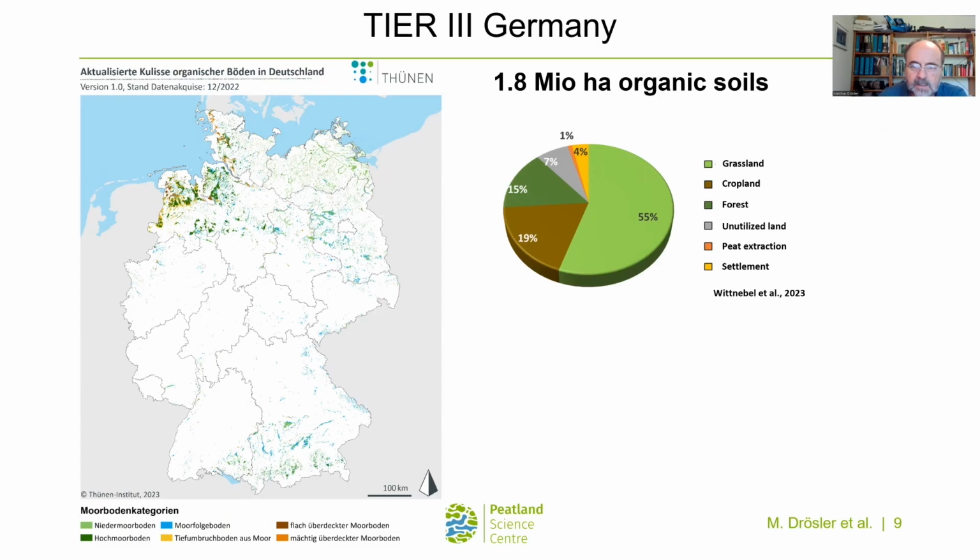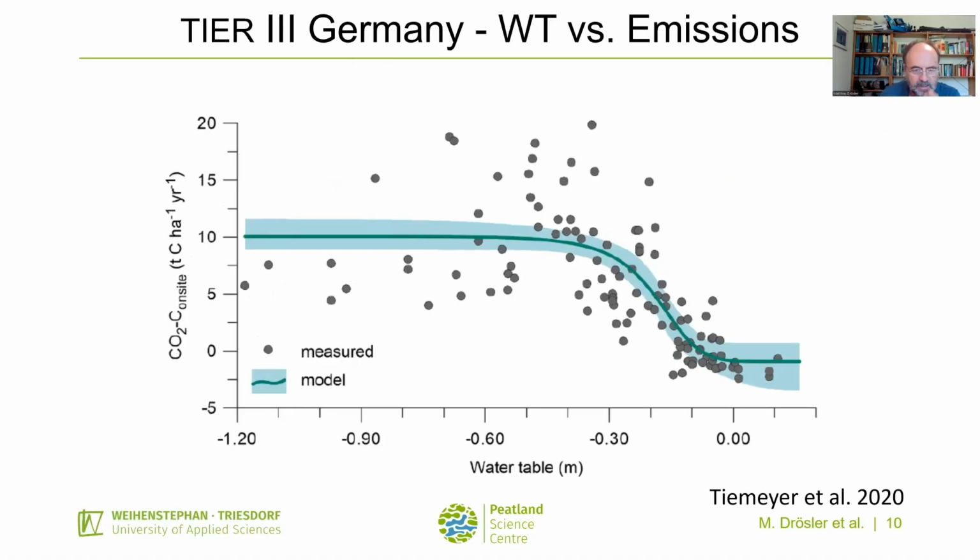That's the major land use on those organic soils, and the stratification is that the majority is in the north and in the south of the country. The domination is grassland, then cropland and forest, unutilized land, and the category for nature and restored areas is really small.